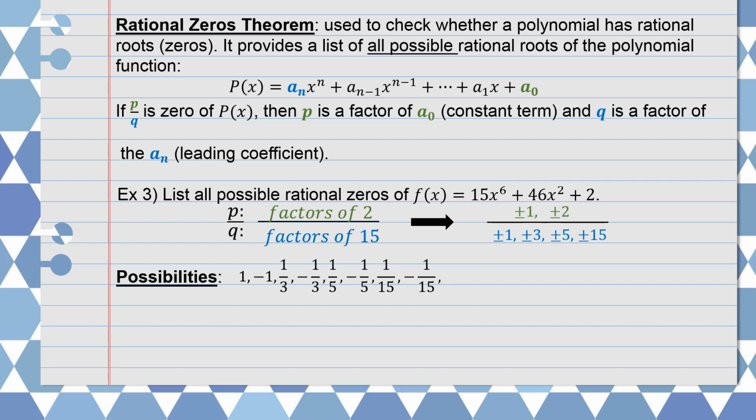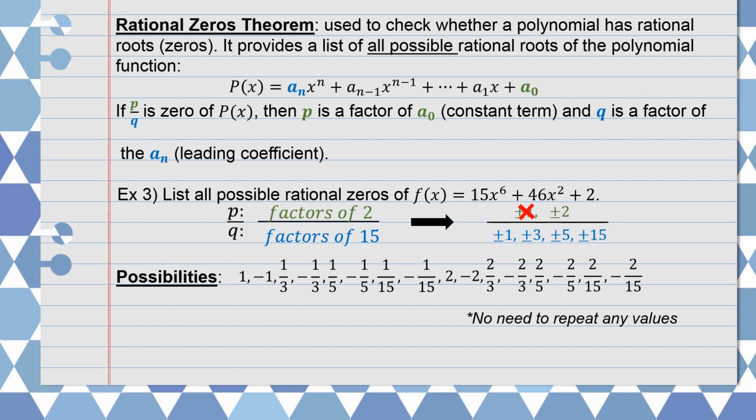Since we've used all possibilities, we mark out the 1, and now we do it with the next factor, which in this case is a 2. So 2 over 1 gives you 2 or negative 2, 2 over 3 or negative 2 over 3, 2 over 5 or negative 2 over 5, 2 over 15 or negative 2 over 15. Now in this particular case, none of the values repeated, but in the future, if any of your values do repeat, there is no need to repeat them. Once they're in the list, you're good to go.